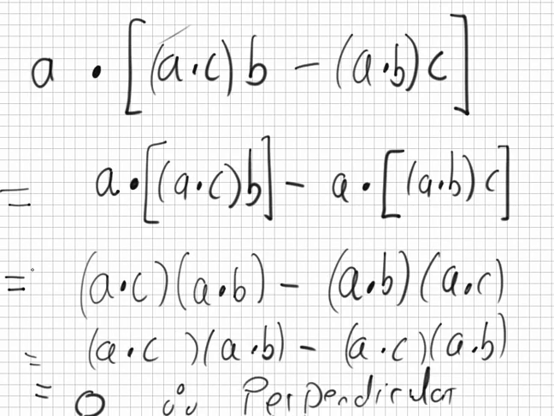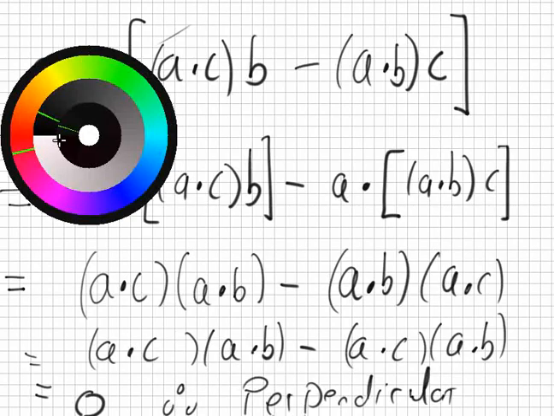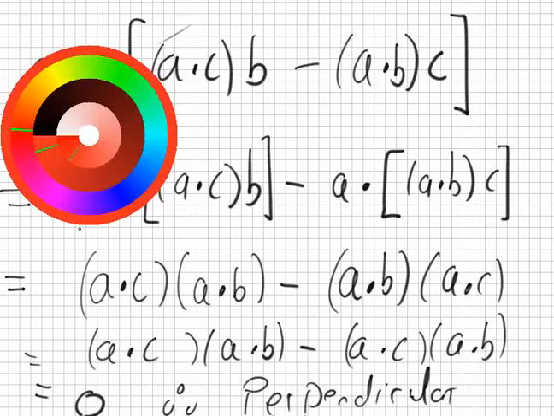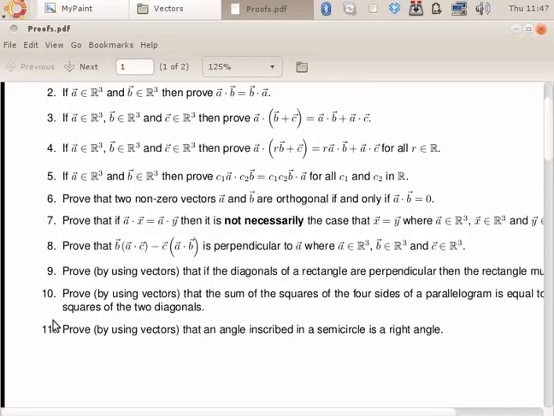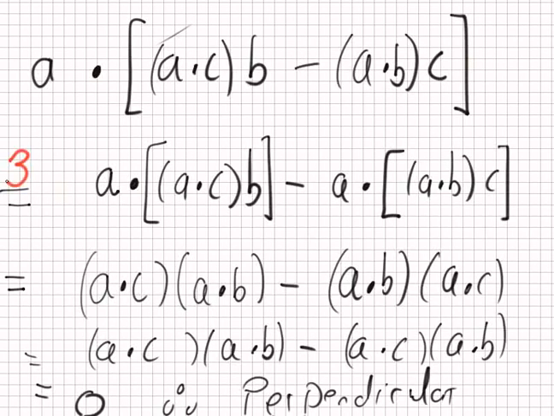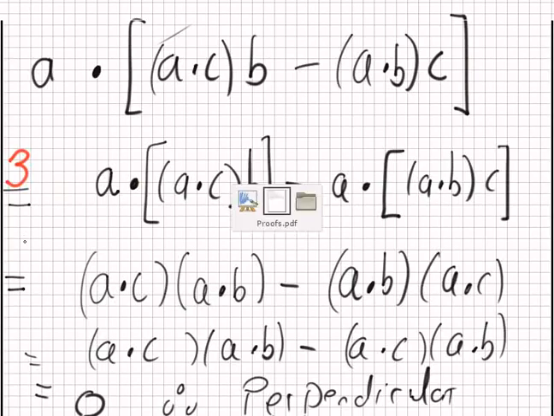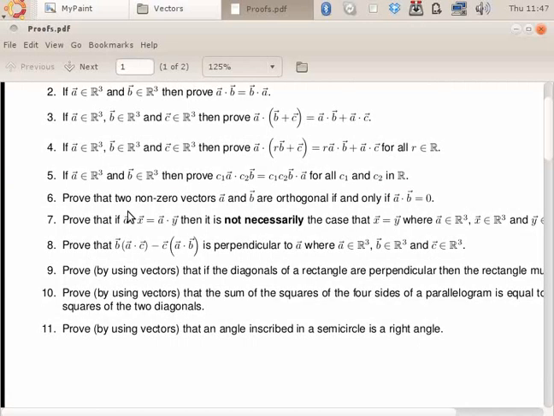I'm going to write in what rules I used. The first one, what I used was question number 3. So I used my result from number 3 here. Then in the next one, I used my result from number 5.